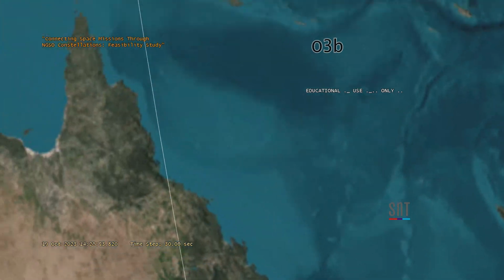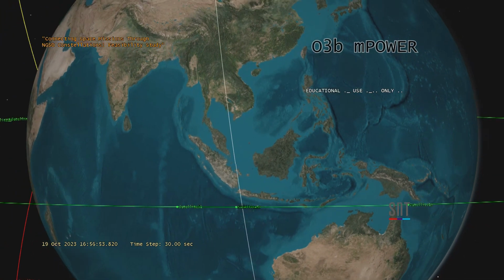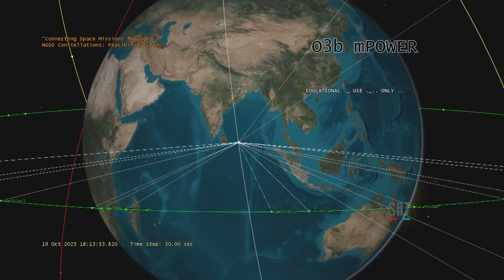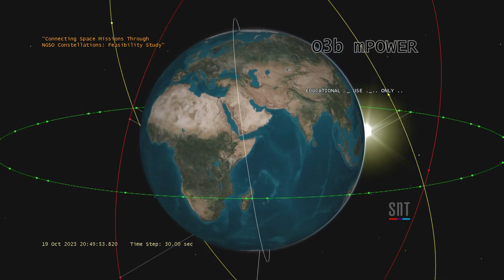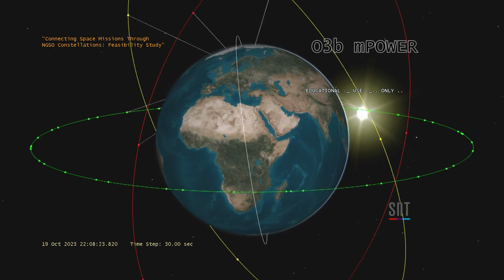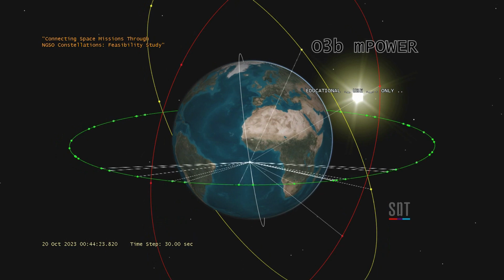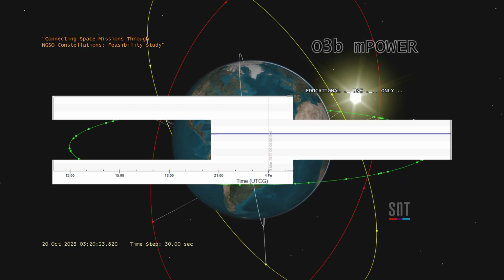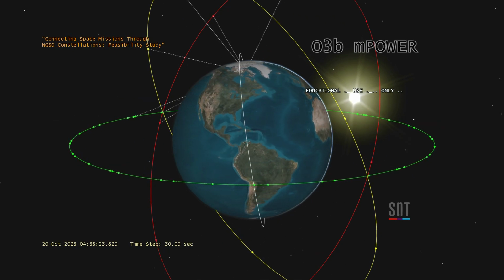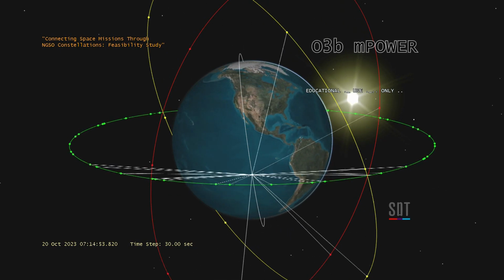O3b mPOWER is a MEO constellation consisting of 60 satellites orbiting along the equatorial plane in green, and two additional planes that are inclined 70 degrees, colored red and yellow. This constellation orbits at 8,062 kilometers, and if the space mission were going to connect to the network through O3b mPOWER, it would have permanent access without discontinuity throughout the day of work, thanks to the relative distance of hundreds of kilometers between low Earth and medium Earth orbit satellites. A LEO space mission would always be in the visibility cone of O3b mPOWER.